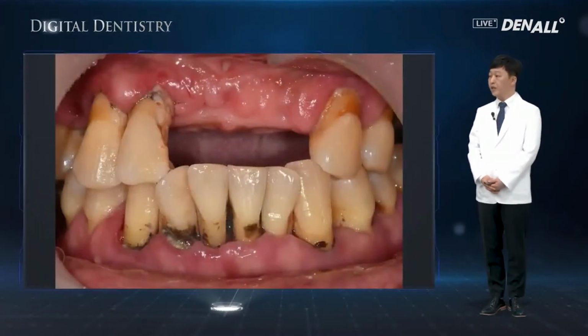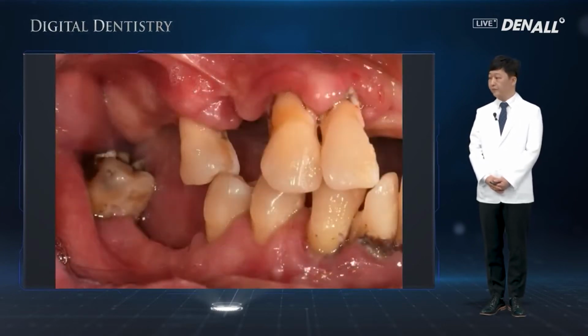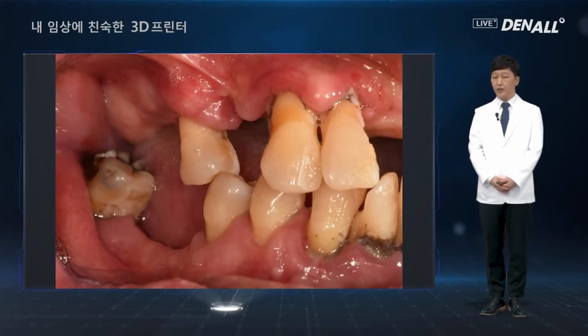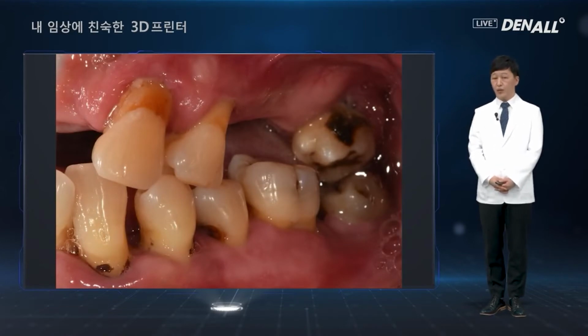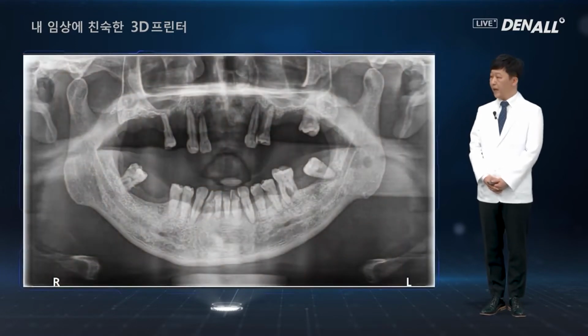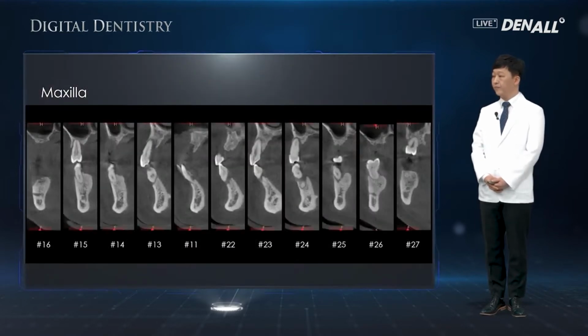This is the first patient. The patient has very severe periodontal disease and caries. If you look at the lateral photo, the oral condition is very poor and many of the remaining teeth need to be extracted. Implants or dentures are required. If you look at the panorama image, all the teeth in the upper jaw need to be extracted. In the mandible, remaining teeth except premolars need to be extracted.